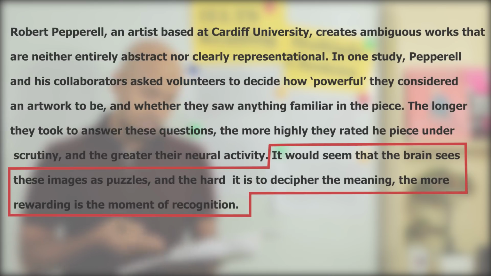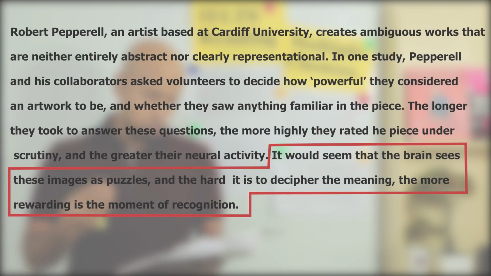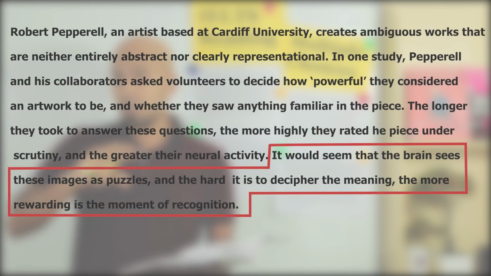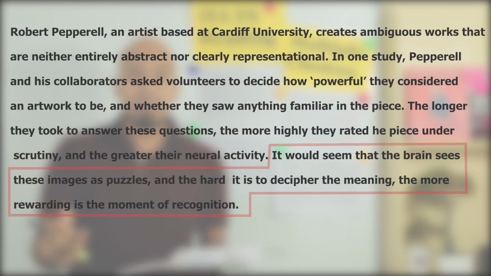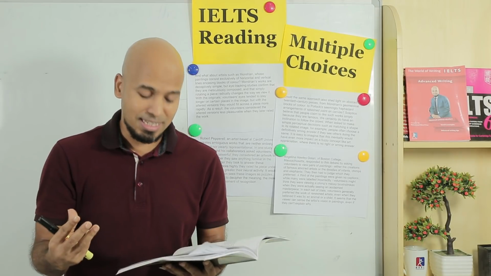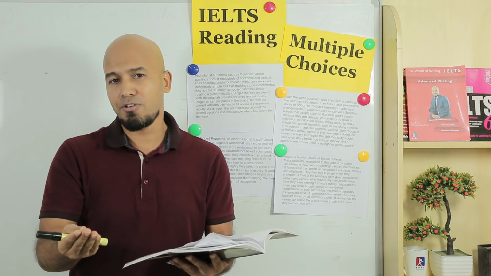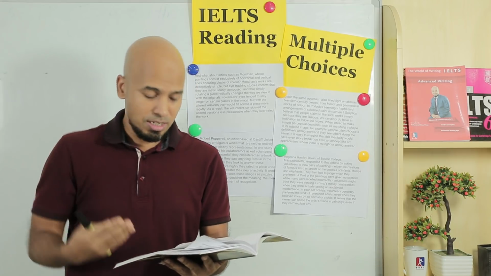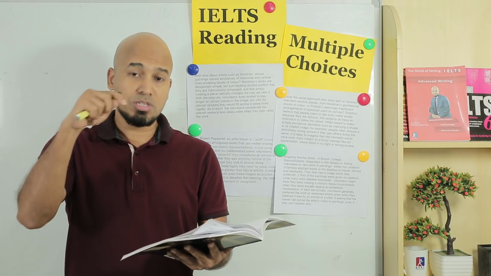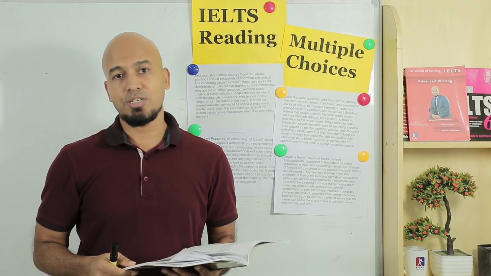It would seem that the brain sees these images as puzzles. People love to solve puzzles, and the harder the puzzle is, when you solve it, you find the real fun, you find it exciting. So this is what it says here. The harder it is to decipher the meaning, decipher means interpretation, translating something, understanding something, the more rewarding is the moment of recognition.